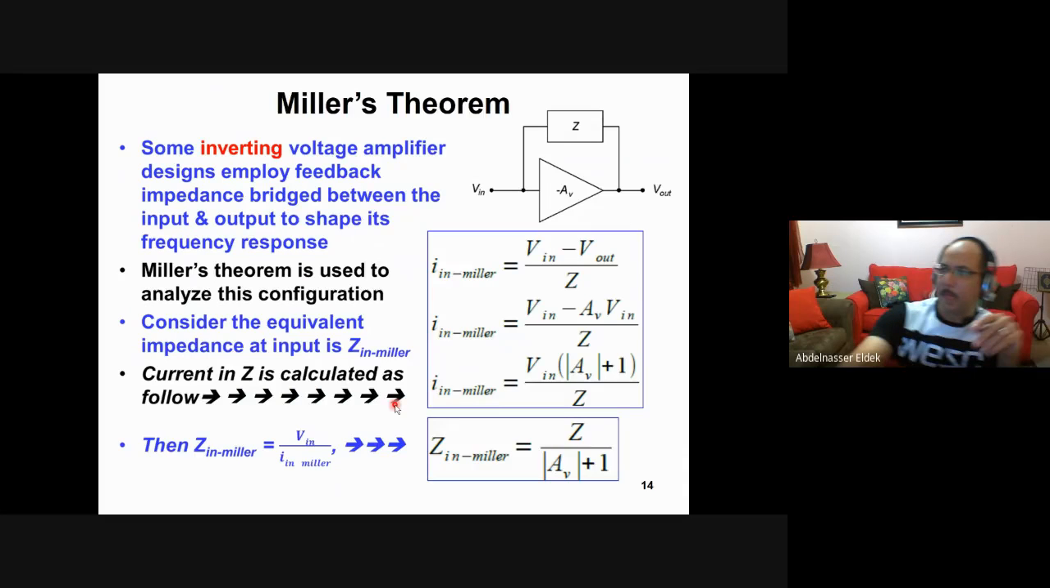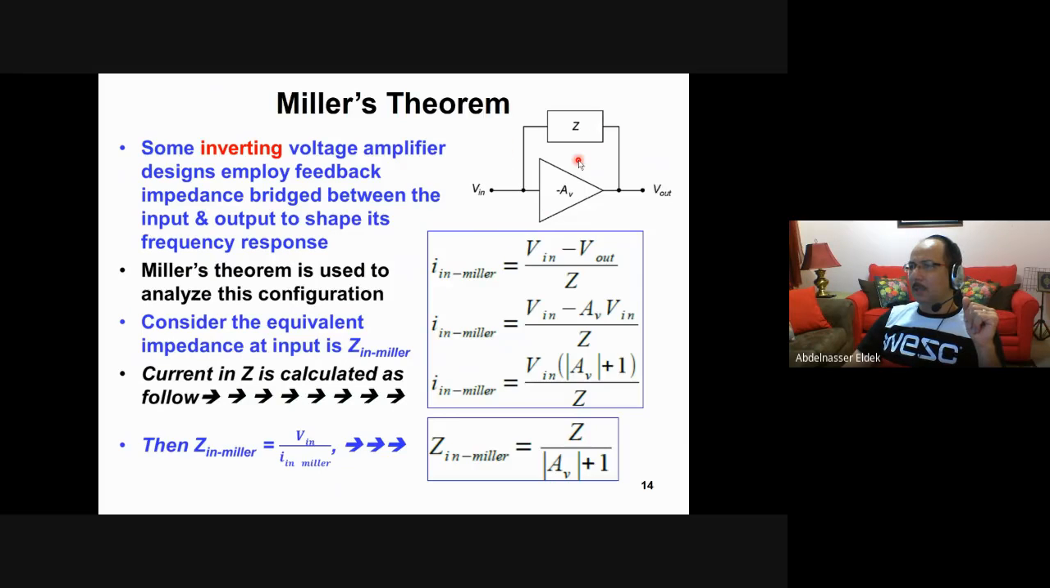Miller's theorem. If we have an amplifier that has a feedback, so you have an amplifier like this, it is a negative amplification, so it is an inverter. So Vout is supposed to be negative Av times Vin without this Z. So what if we have a feedback like this? As you see here, some inverting amplifier designs employ feedback impedance. Why? So it can shape the frequency response. We design it to shape the frequency response.